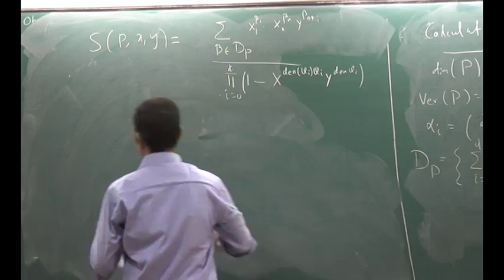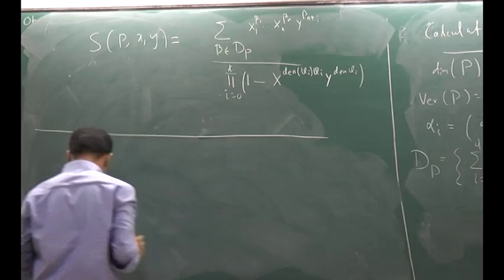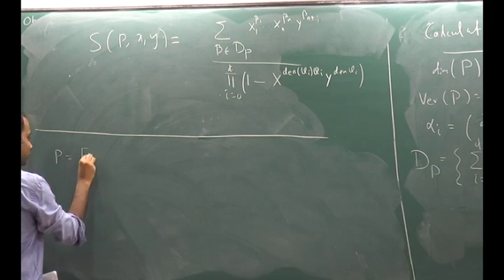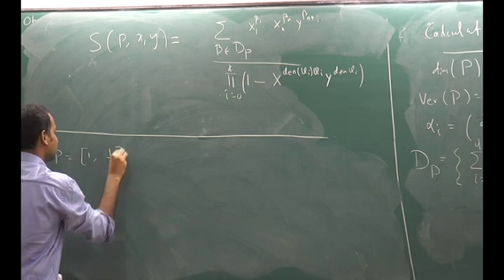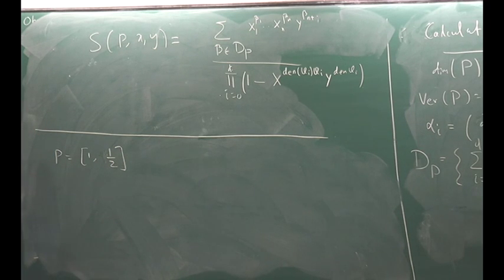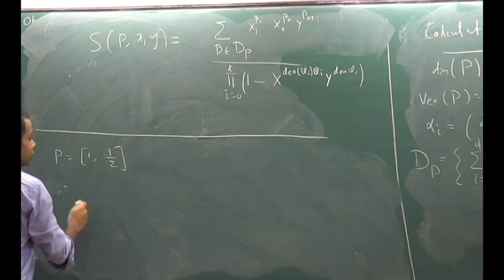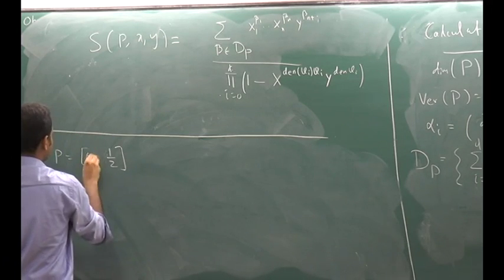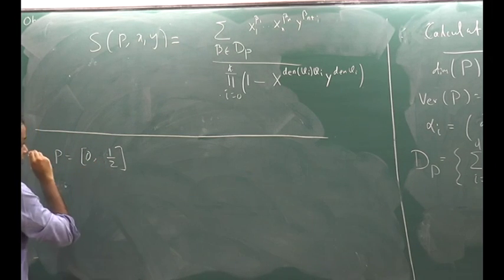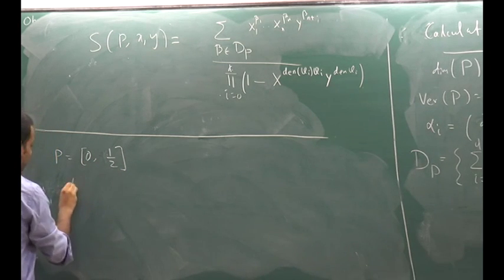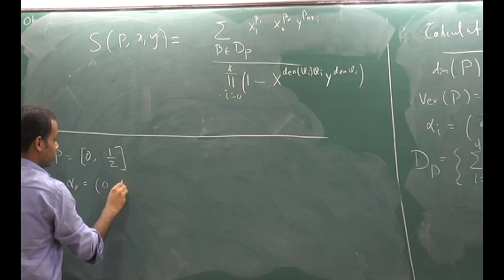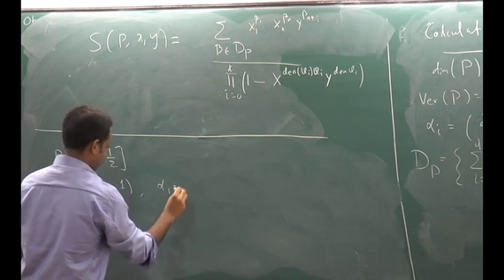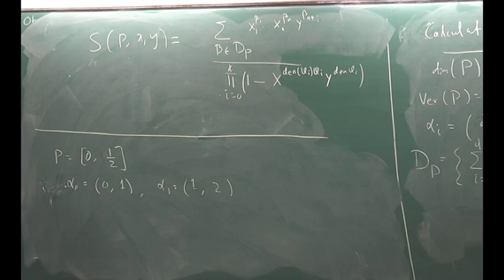Yeah, so now let's do a very basic case. Let P take the interval 0 to 1/2. The dimension of P is equal to 1. And what are the vertices? Vertices of P are 0 and half, and alpha 0 is (0,1), and alpha 1 equal to (1,2), right? So, and what is D_P?